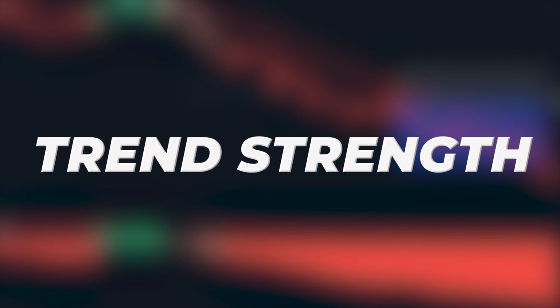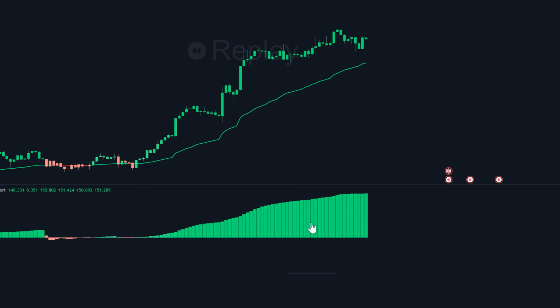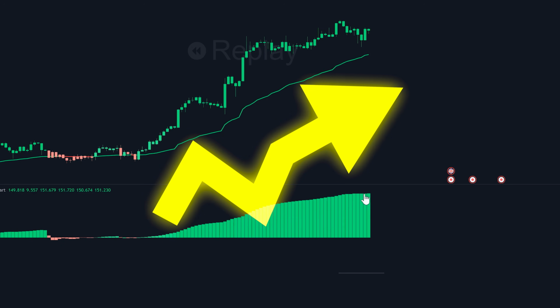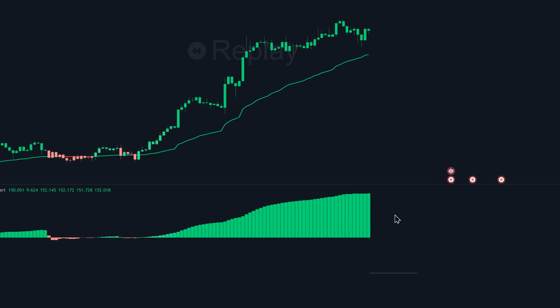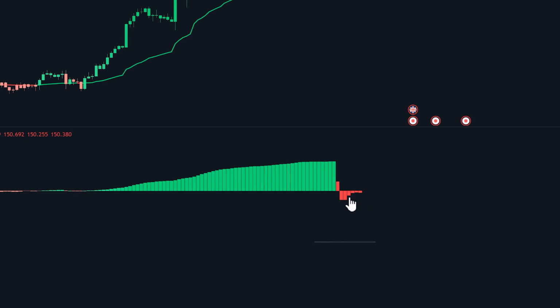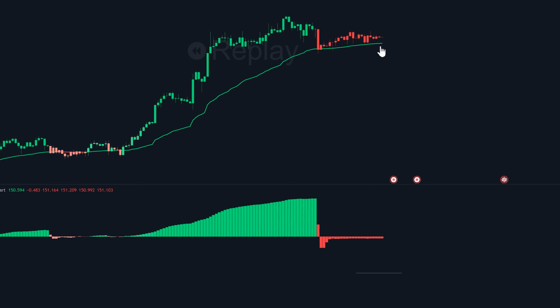Next up is assessing trend strength, and for this we turn to that speed histogram at the bottom. Remember, this isn't just showing momentum like some oscillators, it's trying to measure the actual speed, acceleration, and deceleration of price. So when that dynamic trend line is, say, green, and you see those histogram bars getting taller and moving further away from the zero line, that's a sign that bullish momentum is accelerating, like big money might be pushing the trend. Conversely, if the bars start to shrink and head back towards the zero line, it signals that momentum is decelerating, which can often be an early warning sign before a potential reversal.